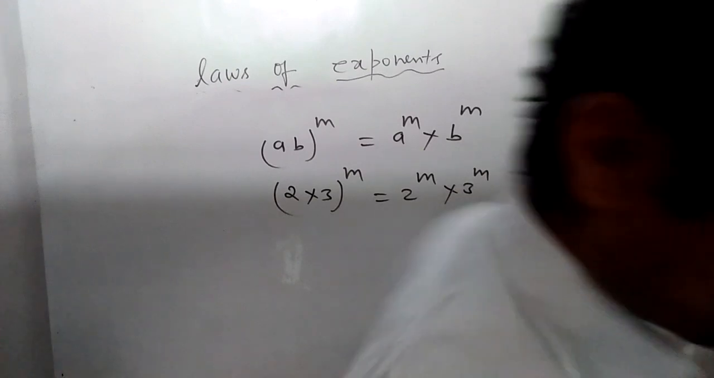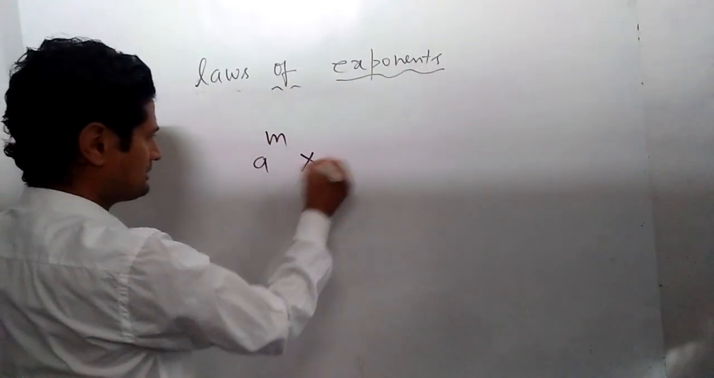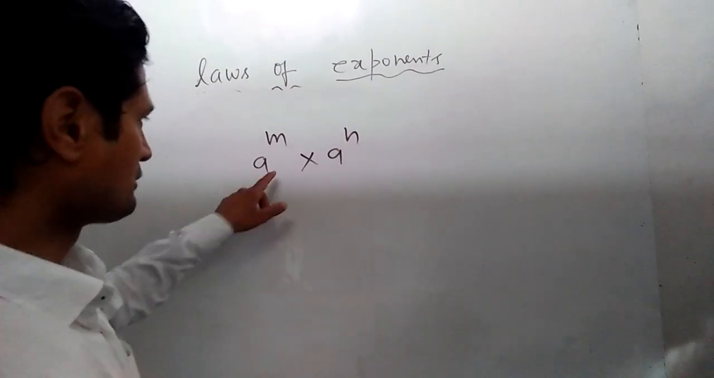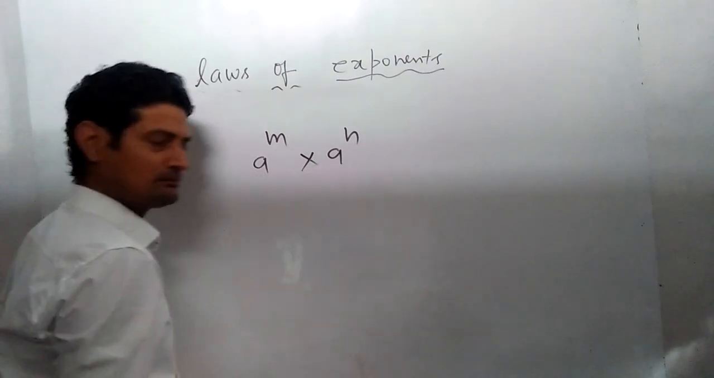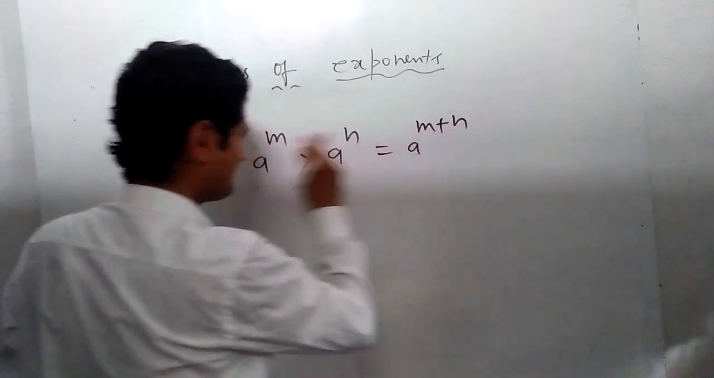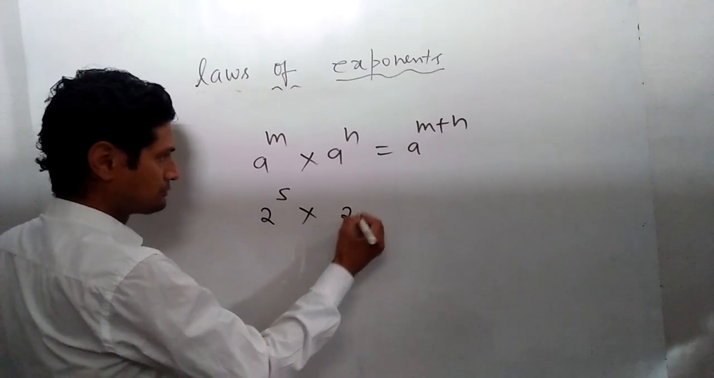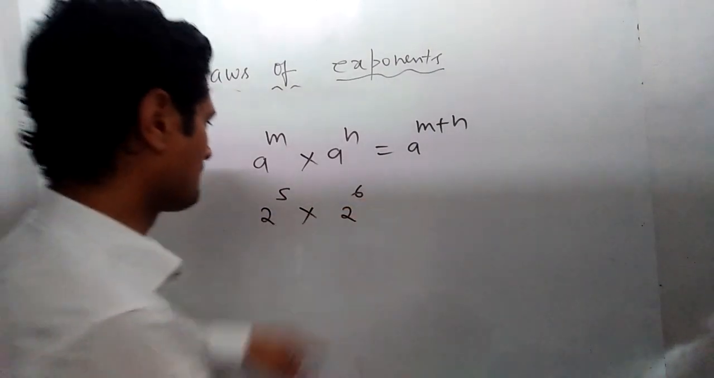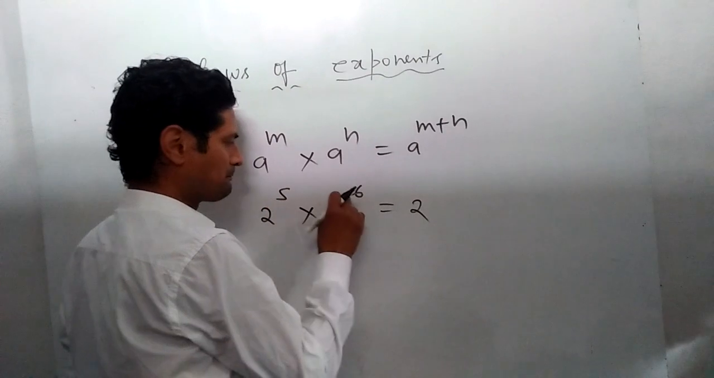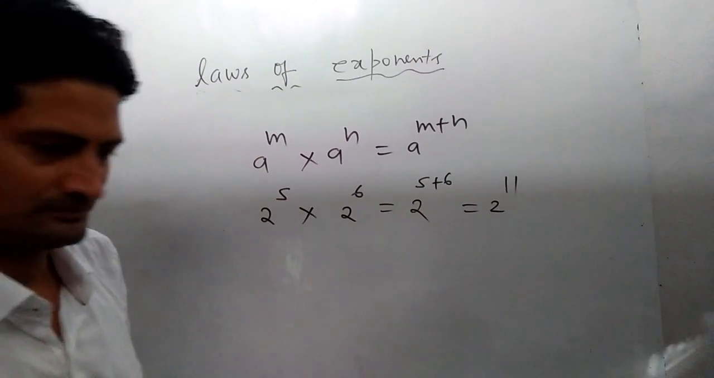Next, like a to the power m into a to the power n. Here the base is the same, so we can write it as a to the power m plus n. Power will be added. Means 2 to the power 5 into 2 to the power 6. Base is the same, so we only add the powers. 2 to the power 5 plus 6 is equal to 2 to the power 11.